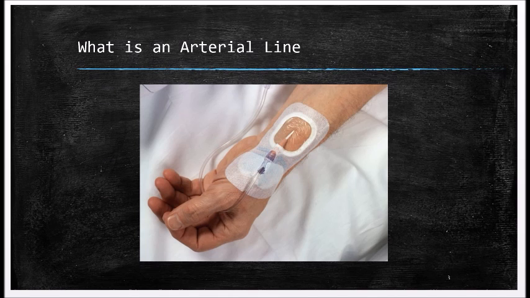So what is an arterial line? An arterial line is simply a cannula that has been inserted into the arterial part of the circulatory system, because that's the part that's pressurized, so that blood pressure can be monitored very closely.